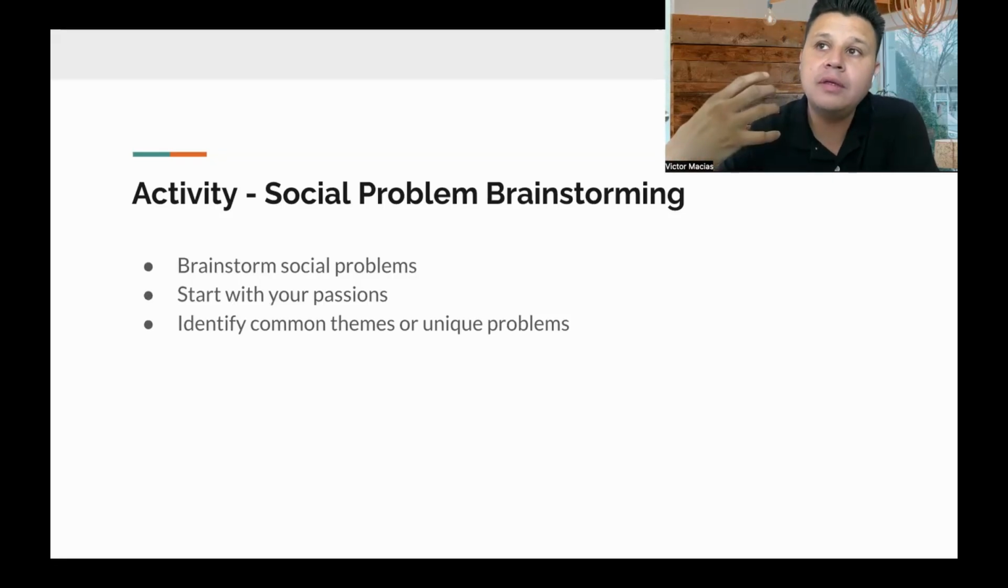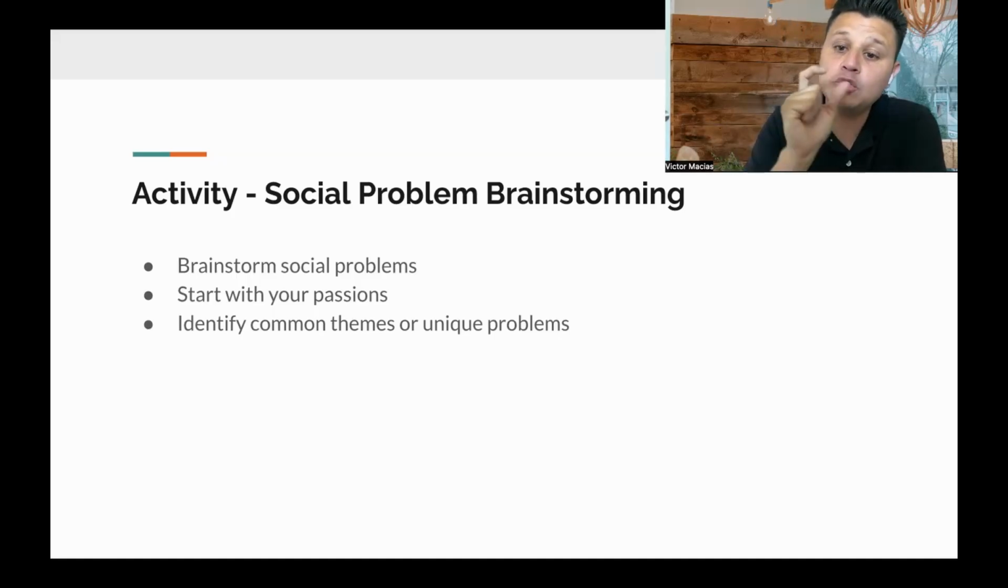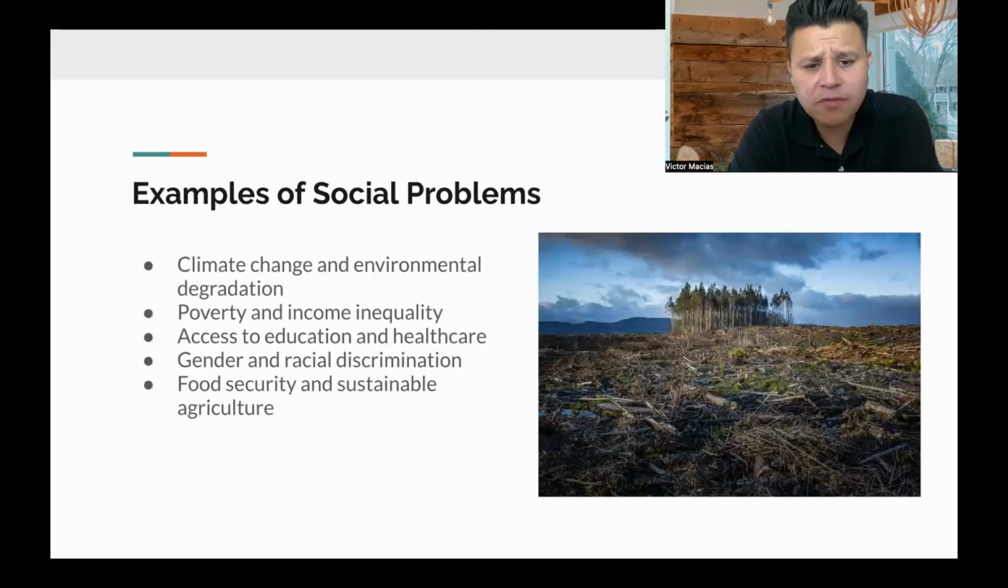So sure, there are the problems that we feel there are, right? It could be poverty, it could be obesity, but I'm gonna outline a couple of frameworks that's gonna help you think about maybe some issues or some problems that maybe you hadn't considered before. So we're gonna brainstorm social problems. We're also gonna start with your passion, and we're gonna identify common themes and unique problems. Some more examples of social problems: climate change, environmental degradation, poverty, income inequality, gender and racial discrimination, food insecurity.